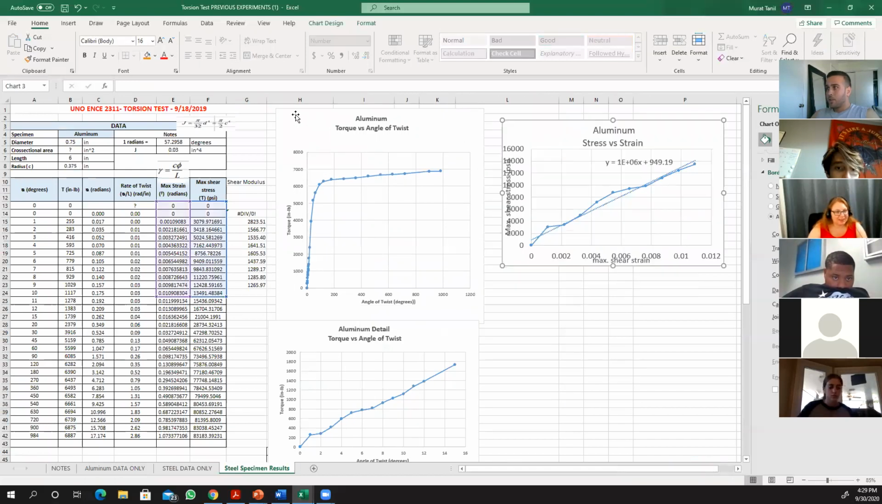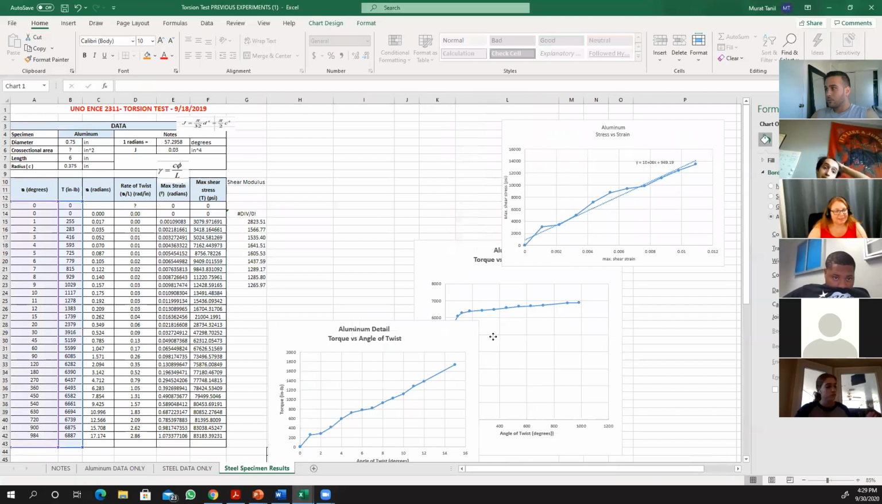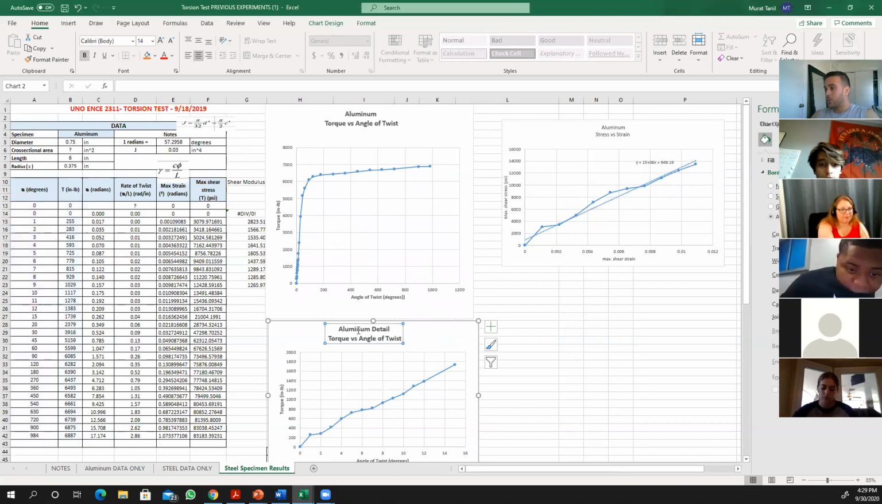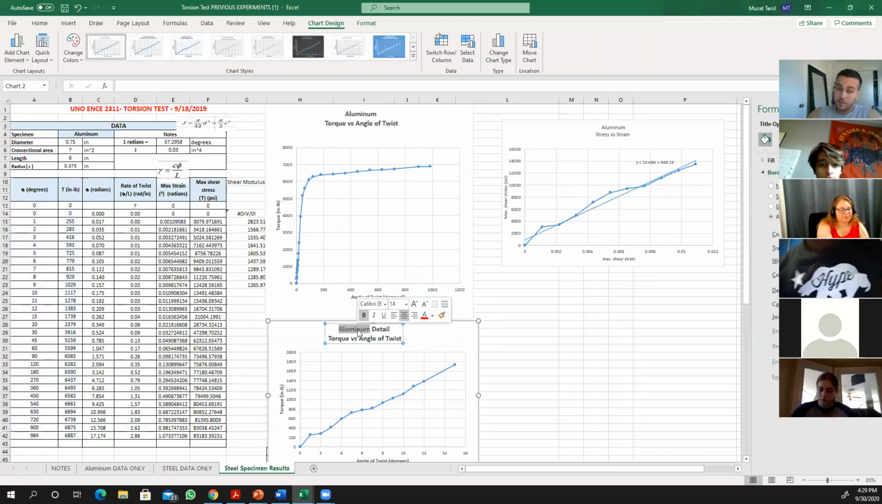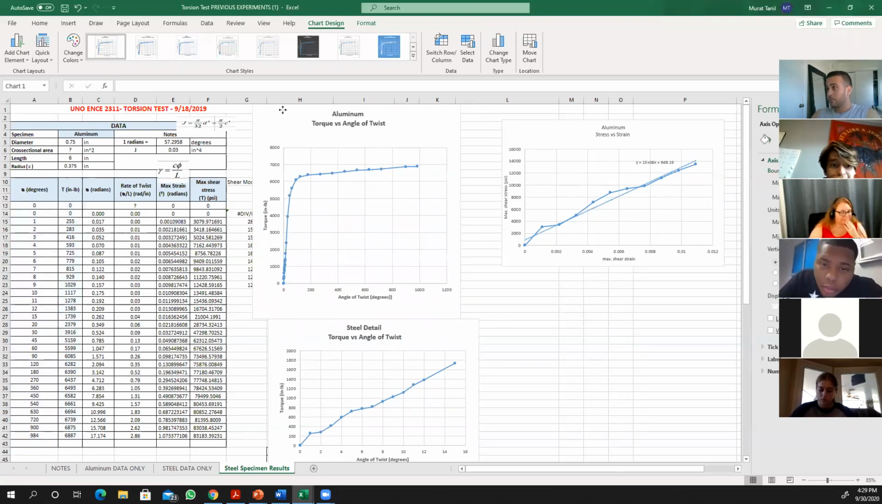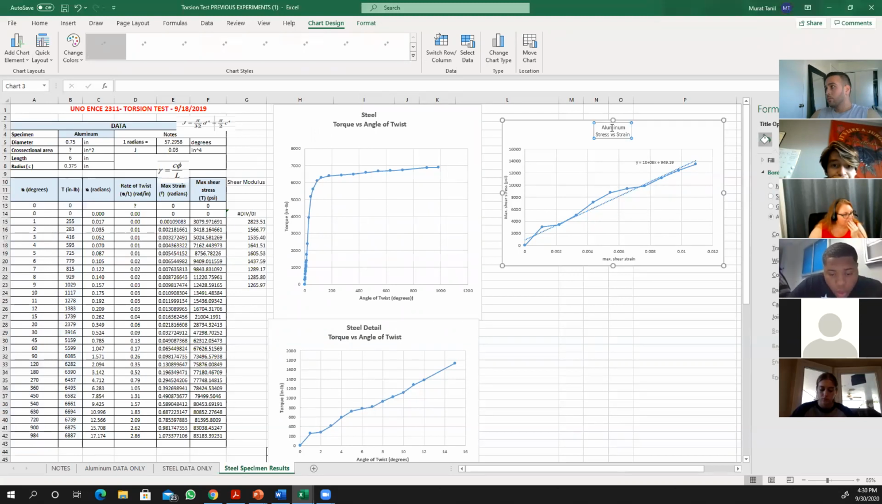And then I got the charts. I got the values calculated already. I got torque versus angle of twist. I got aluminum detail, but these are going to be changed. You're going to change the title, obviously. You're going to change it to steel. But your goal is to analyze the data. This one is going to be changed. And this.